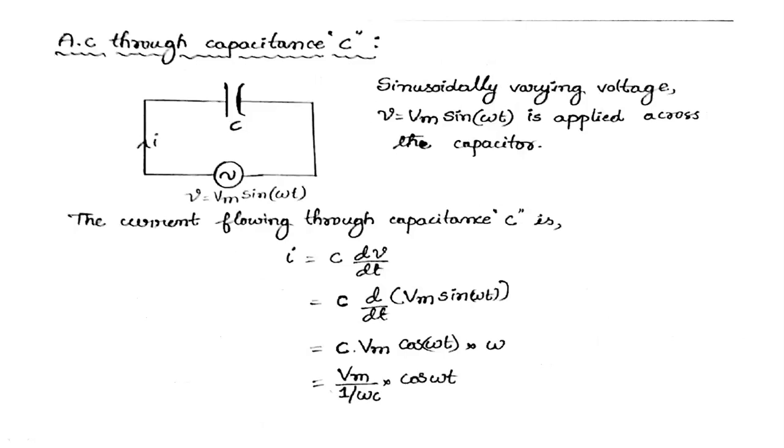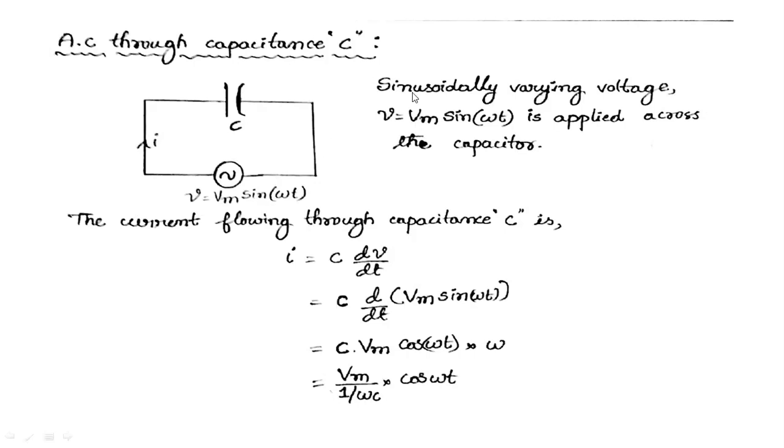Similarly, now AC through the pure capacitor. Here you can see the pure capacitor connected across the AC supply. This is the AC supply, V equals Vm sin omega t, and I is the instantaneous current passing through this circuit.